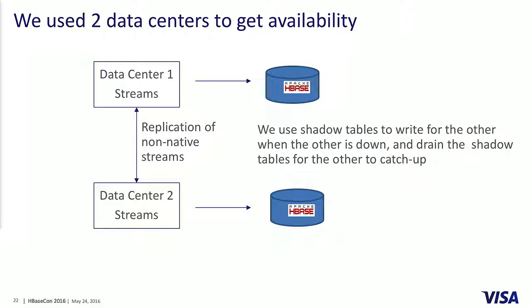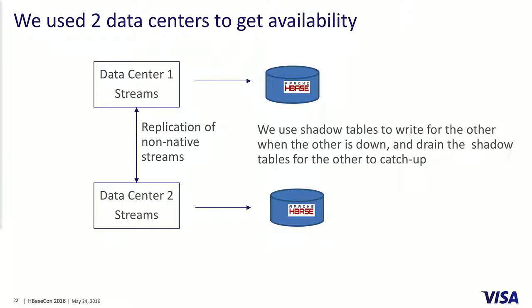The availability, again, HBase does go up and down. We also pulled HBase up and down. So we ran two HBase in two data centers, and the two data centers had identical streams of data. The way our data centers work is some of the streams come through one data center natively, and some other streams come to the other data center natively. And we cross-replicate them, so each data center gets all the streams.